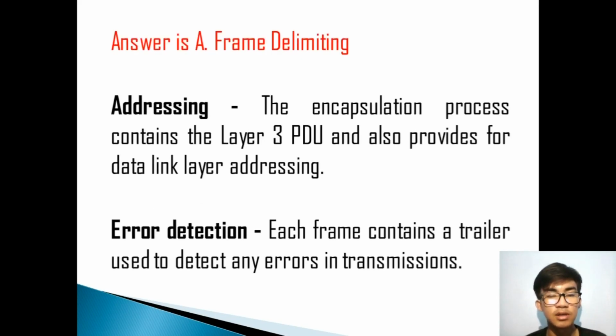To define the other two choices, addressing is where the encapsulation process contains the layer 2 PDU and also provides for data link layer addressing. For error detection, each frame contains a trailer used to detect any errors in transmission.